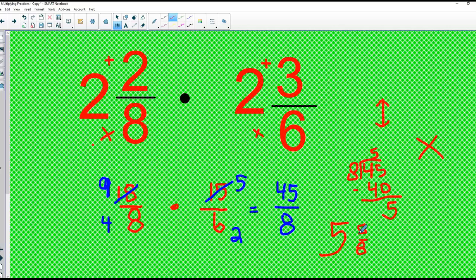Okay, so we changed the improper fraction. Now let's see if we can reduce. 5/8 does not get any smaller. So that is as low as it is going to go. The only real difference from yesterday, guys, is if you have a whole number, you need to make it improper. We didn't have to do that yesterday because we didn't have whole numbers. So that's just how we're slightly different here today. Let's look at another one.